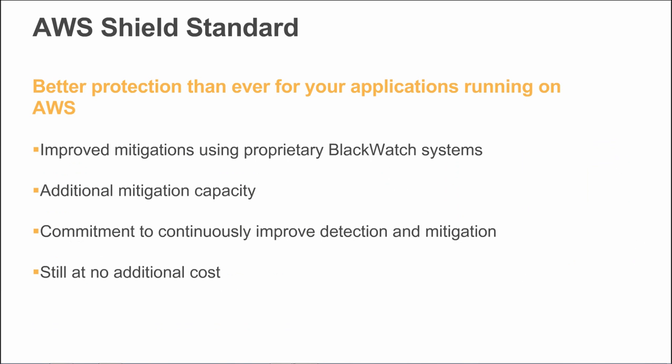Now, just to give you a better sense of what Shield Standard provides with respect to what AWS already did, AWS Shield Standard provides better protection than ever for your applications running on AWS. A lot of that is because of the proprietary Blackwatch systems that we have developed in-house. So that is very tailored to the AWS environment and integrated with the AWS environment, giving us the flexibility to give you robust mitigations for infrastructure layer attacks.